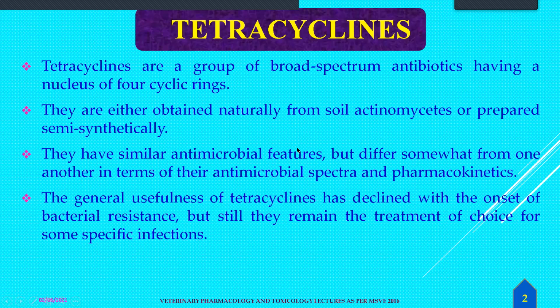So tetracyclines, as such, are a group of broad spectrum antibiotics having a nucleus of four cyclic rings. That's why they are called tetra. Tetra means four, cyclins, tetracyclines. They are either obtained naturally from soil actinomycetes or prepared semi-synthetically. Naturally, they are also obtained from actinomycetes species, and whenever required on an industrial scale, they are prepared on a large scale.